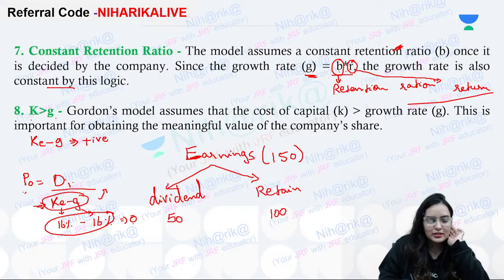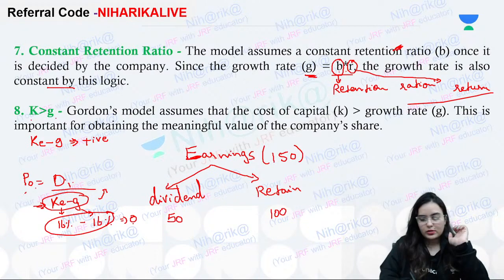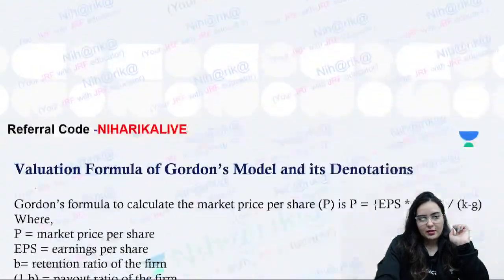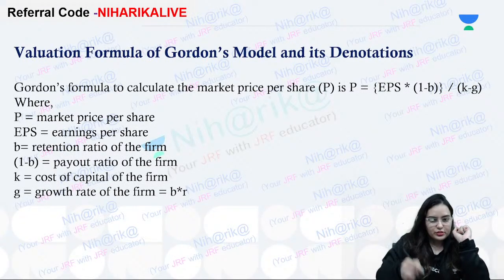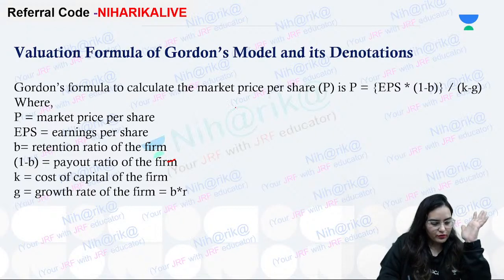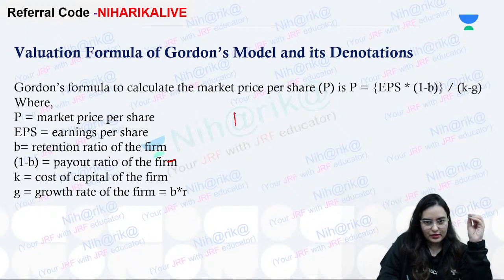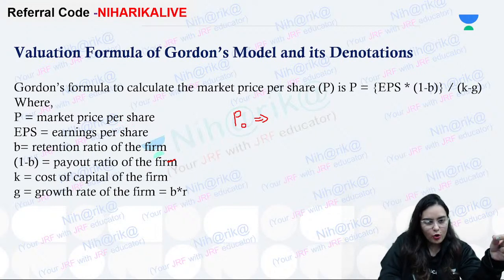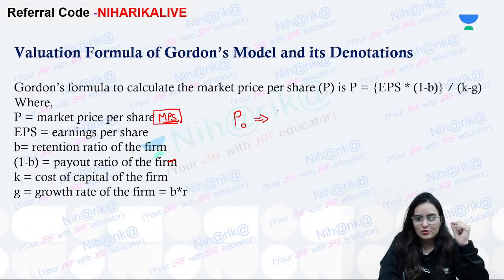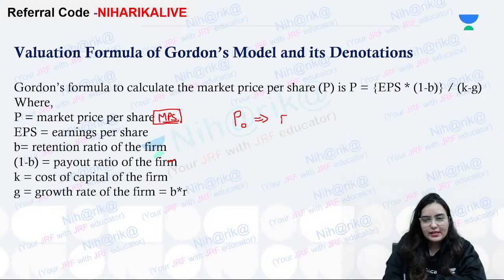Is everyone getting it till now? Okay, now let's see one thing. Priya, what is the valuation formula for Gordon? First of all, you get confused in this formula, so we'll just find out what the formula is. P0. What is P0? Market price per share, right now, today. Or can I write it as MPS? Yes, MPS is also fine, P0 is also fine. Is equal to what?